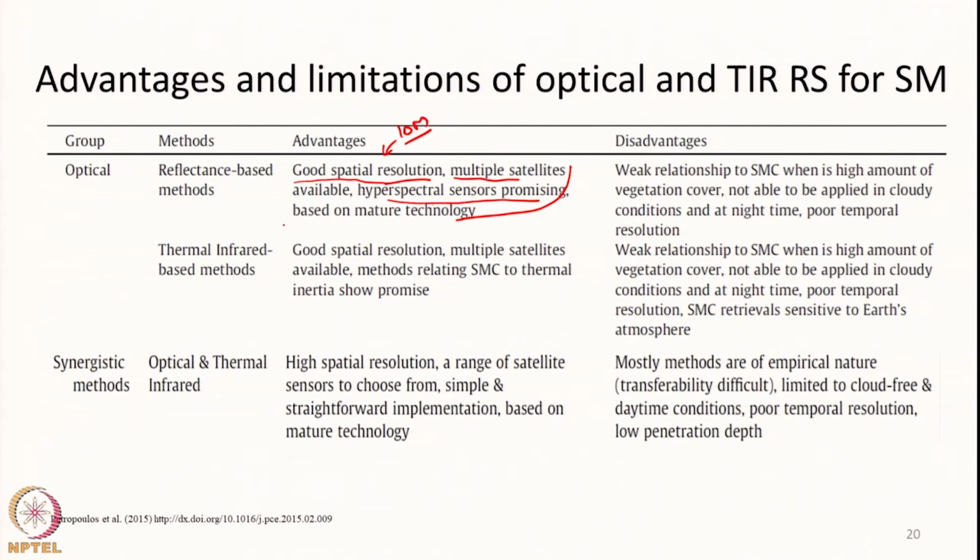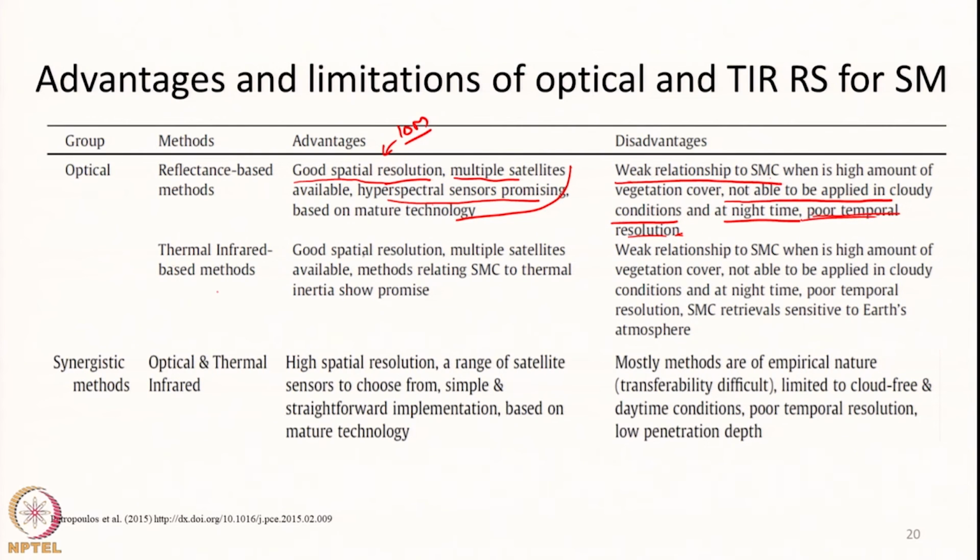But the major disadvantages are that reflectance is weakly related to soil moisture content, because reflectance can change not only with soil moisture content, but also with other things. Also, reflectance based models cannot be applied during cloudy conditions, because we will not be in a position to observe the earth, we can see only the clouds. At night time we cannot do it because we need sunlight to calculate reflectance, and sunlight will not be available at night. Poor temporal resolution we can neglect. Now we have data maybe once every 5 or 6 days, which is still okay.